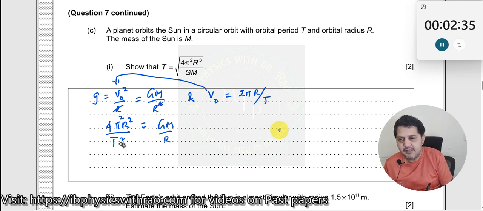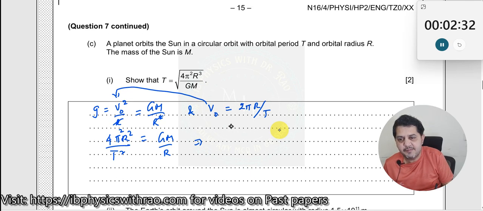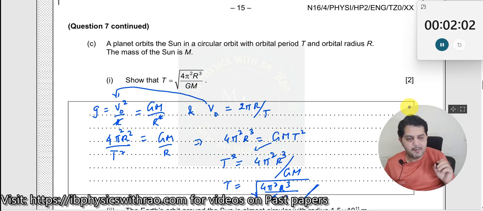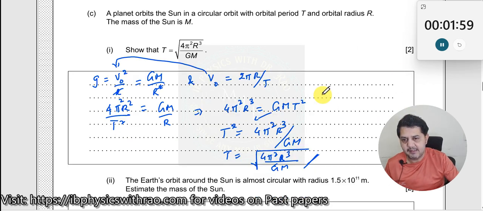Now shuffle the terms. Take T square as the subject, which means I will write 4 pi square r cube is equal to GM T square. Push this one downwards, then T square now becomes 4 pi square r cube divided by GM. In other words, T will now become square root of 4 pi square r cube divided by GM. Which is as required here, right? So this will give you 2 marks. This is nothing but the derivation of Kepler's law, right?